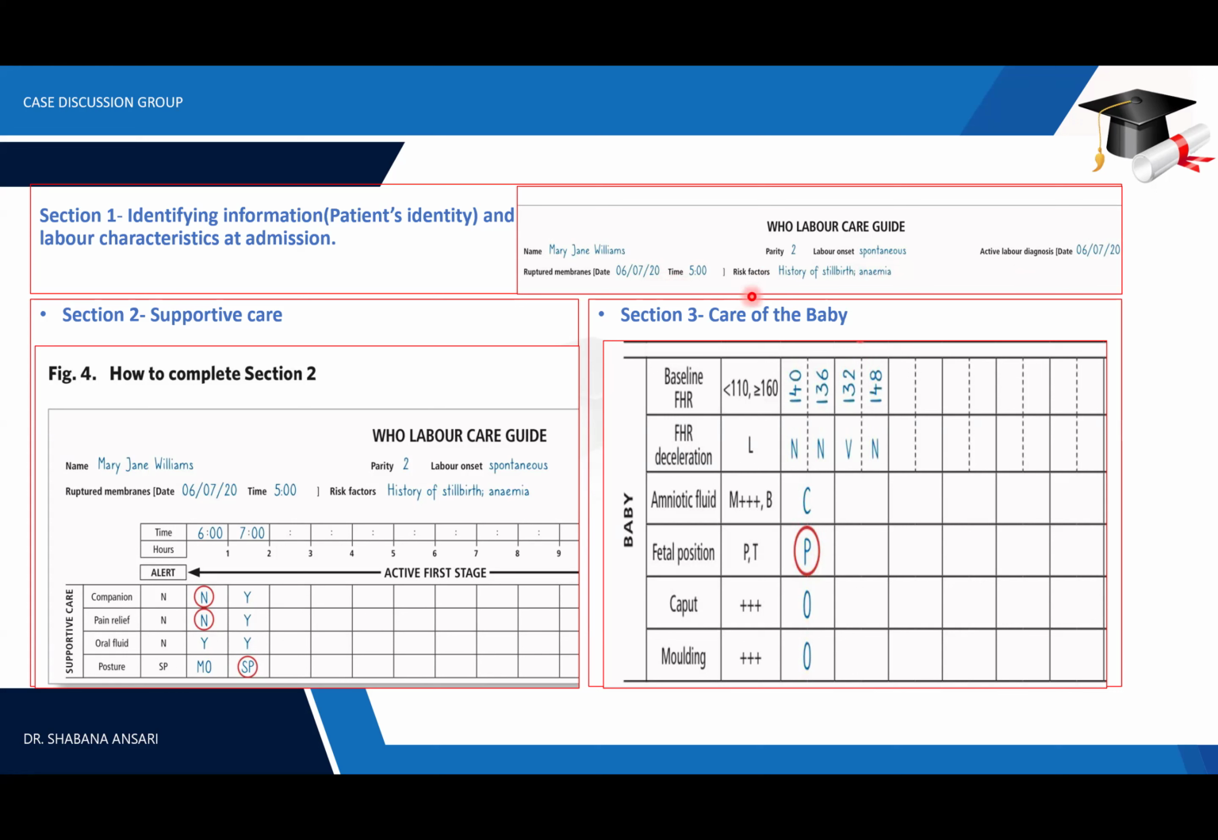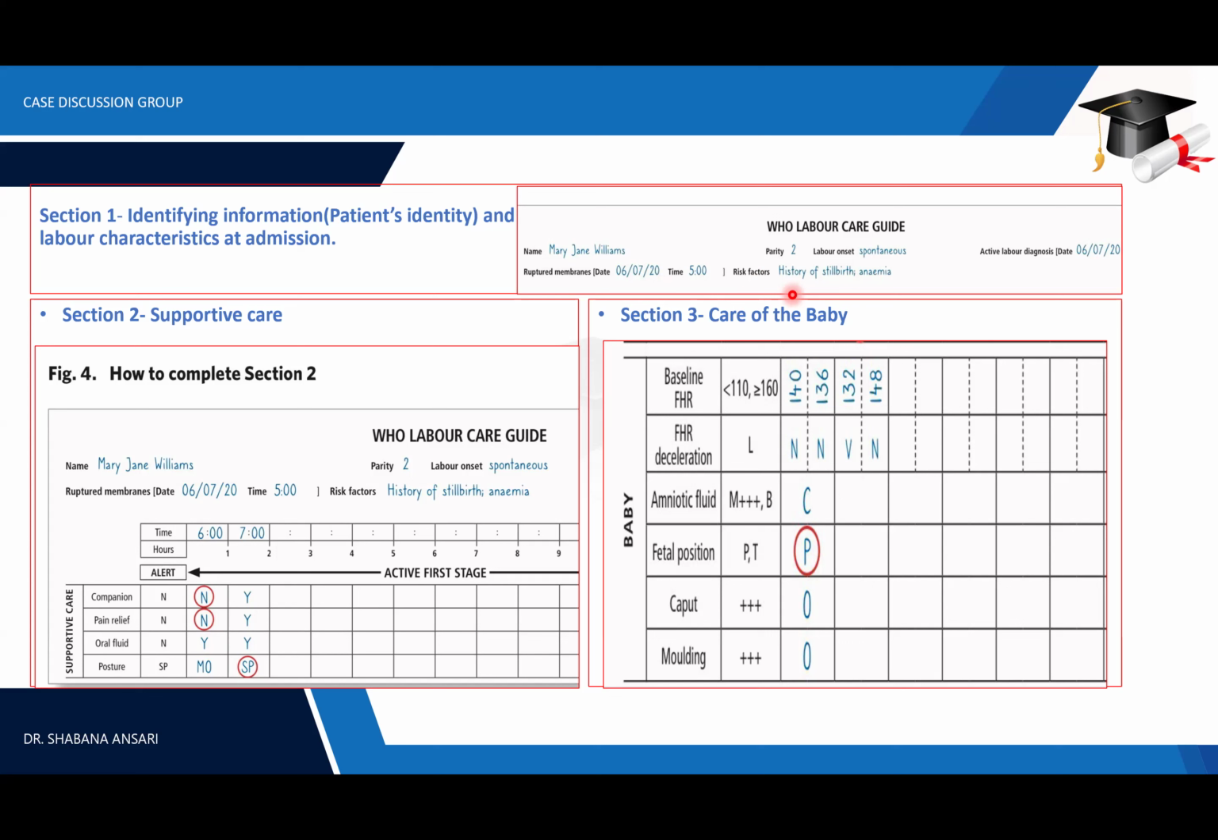Then the risk factors, such as history of stillbirth, anemia. They have written that in this patient it was stillbirth and anemia, but we can have other risk factors, like a previous history of cesarean section. That one will be VBAC, which is another risk factor. So we have to identify the risk factors and write them here. Am I clear so far?